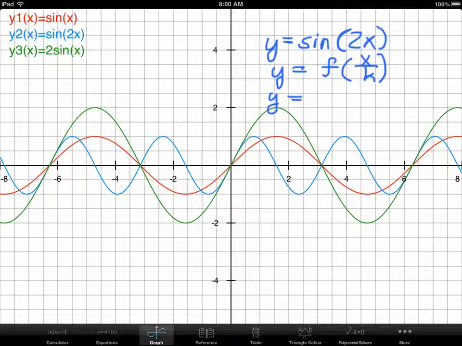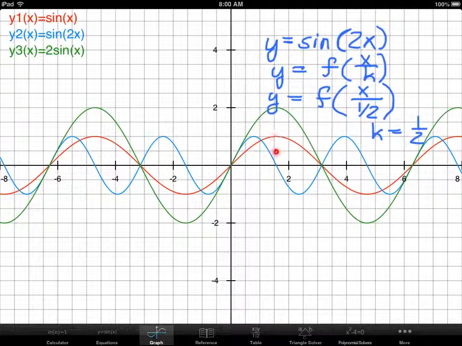I'll have y equals f of x over 1/2. Remember that dividing by 1/2 is the same thing as multiplying by 2. Well, what I've done here is I've found k equals 1/2. And so really what's happening to my graph, my nice sine curve, is that all of the x coordinates of these points are being multiplied by 1/2.